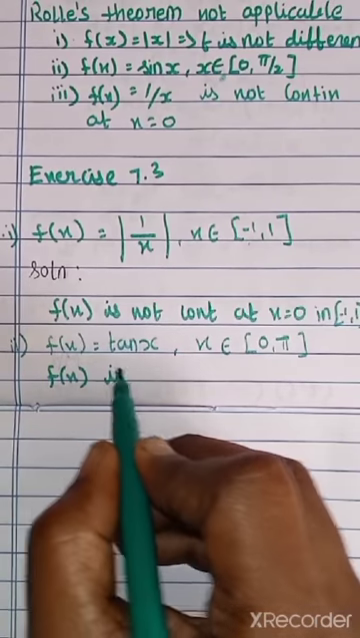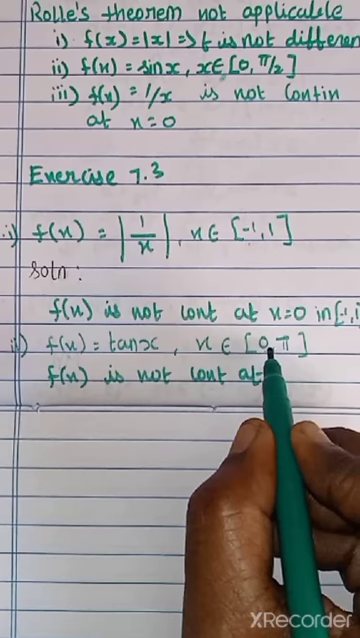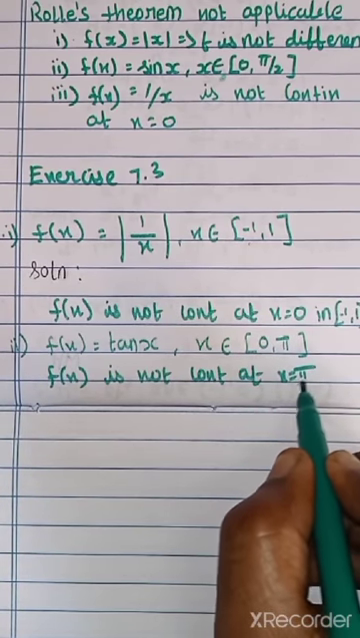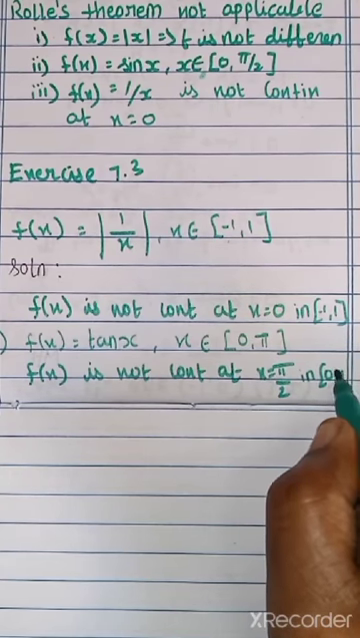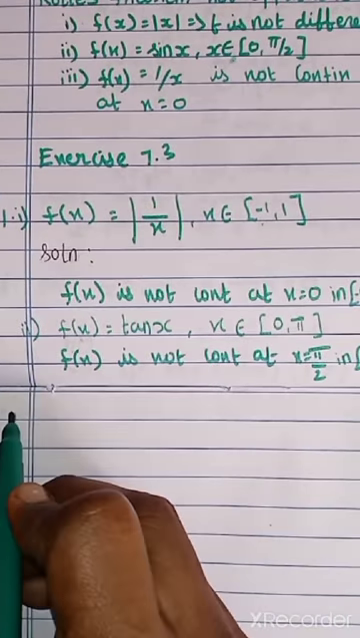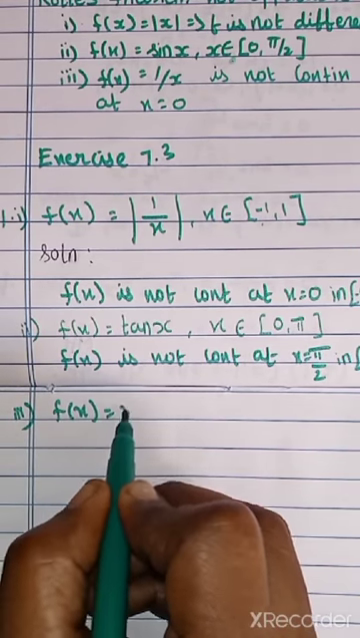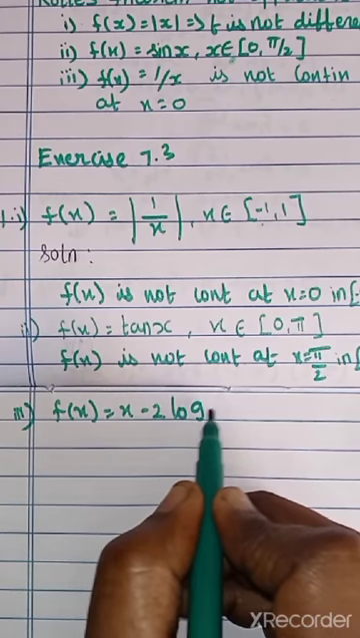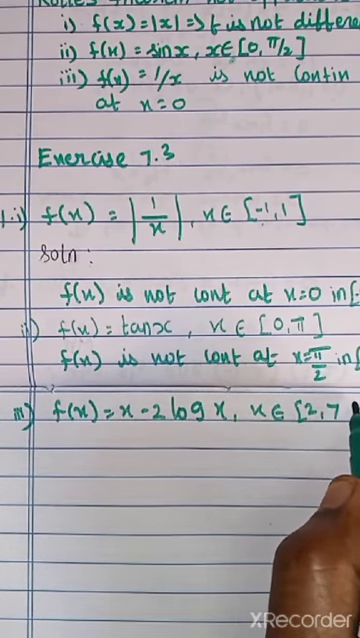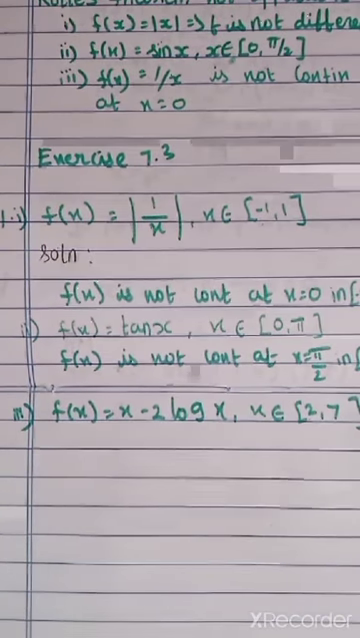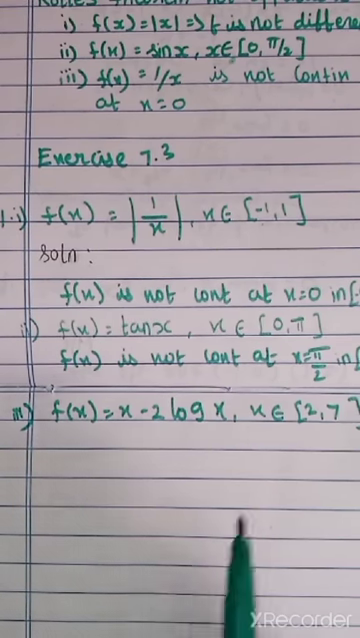So f of x is not continuous at which point? At x equal to pi by 2 in 0 comma pi. And your third subdivision, f of x equal to x minus 2 log x, where x belongs to 2 comma 7. So here what is given? F of x equal to x minus 2 log x, x belongs to 2 comma 7.